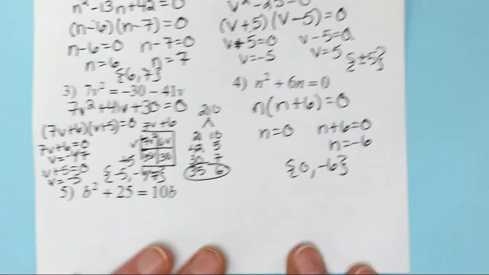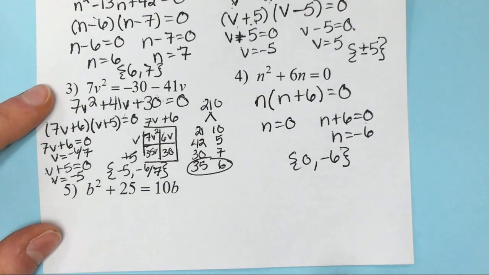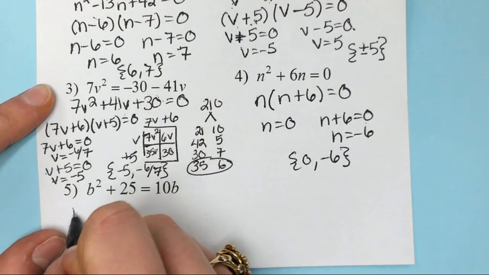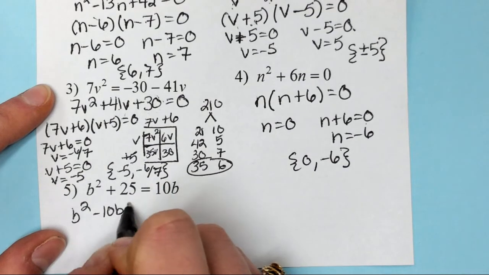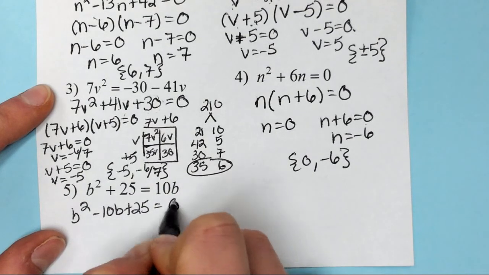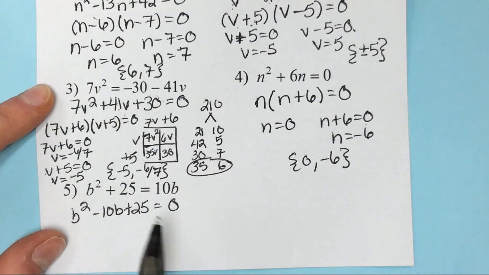Last example, example number 5. Put this in the right format. Subtract 10b from both sides. So I have b squared minus 10b plus 25 equals 0. So I need factors of 25 that add up to be negative 10. Those are going to be negative 5.